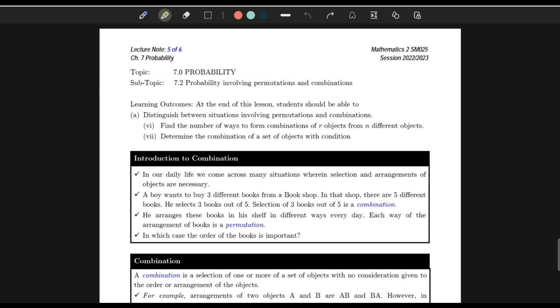The learning outcomes. Students should be able to distinguish between situations involving permutation and combination, find the number of ways to form combinations of r objects from n different objects, and determine the combination of a set of objects with conditions.